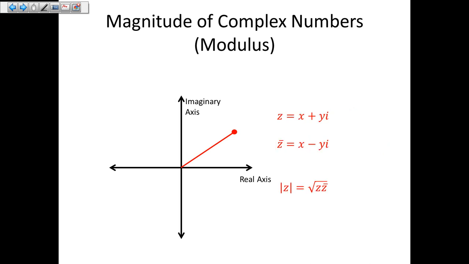Another way to find the magnitude of a complex number is to take the square root of the complex number times its conjugate. So here we see the conjugate of z. This little bar means conjugate. And if you remember, the conjugate means that we change the sign on the imaginary portion only. So z is x plus yi. The conjugate of z is x minus yi. So the magnitude is equal to the square root of that product.